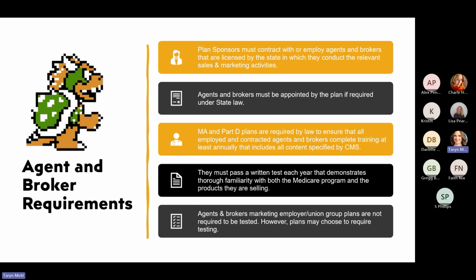Agents and brokers marketing employer union group plans are not required to be tested. However, the plan may choose to require it.